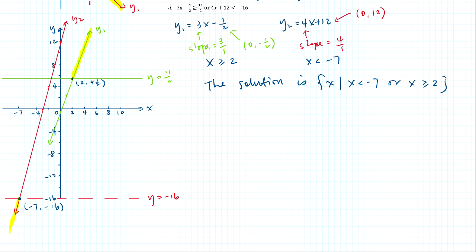In other words, we can also write the interval notation. Because we have two separate intervals, we are going to connect them by union. For the first interval, it starts from negative infinity, going all the way to negative 7, excluding negative 7. And union, remember, means we are connecting two intervals. And here we're starting at 2 and going all the way to infinity. And that's going to be the solution for the last problem over here.